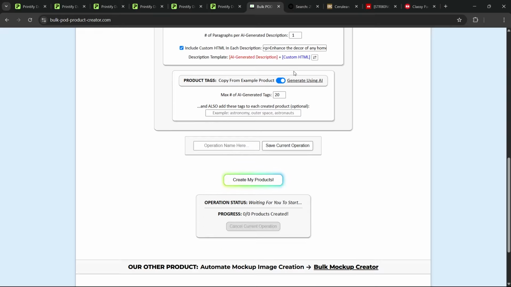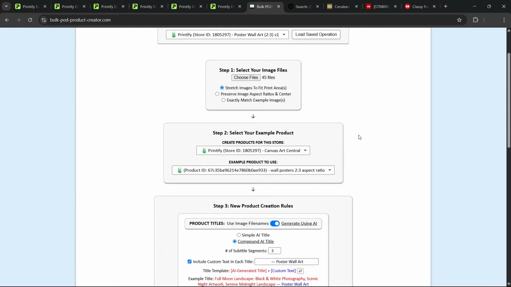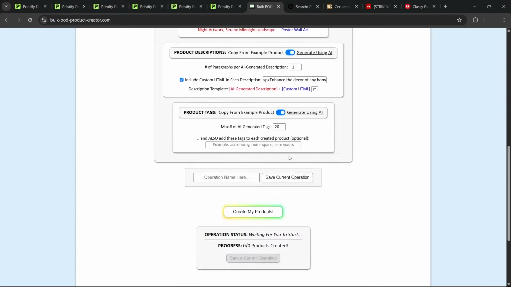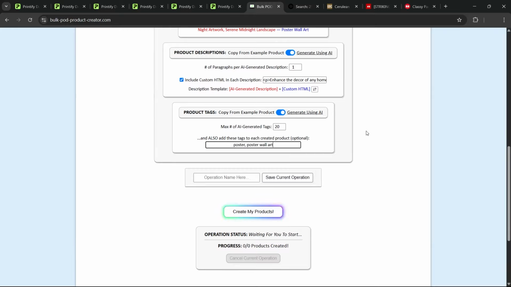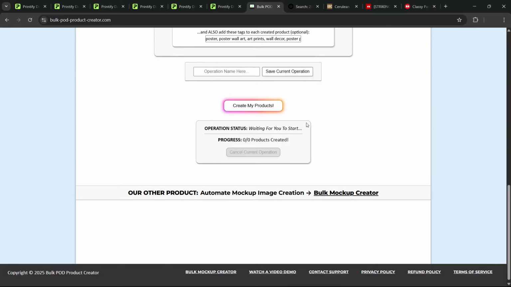And then for the tags, you can just specify how many tags you want it to generate. I'll just stick with 20. I think that's fine. These are going to be the tags describing the artwork images themselves. And then if you want to include the generic tags about what you're selling, you can say poster, poster wall art, art prints, wall decor, poster, prints, and it'll include these tags for each of the products that it makes. That's really it. That's the setup process. You just come here, click create my products, and it's going to automatically generate all your products for you.